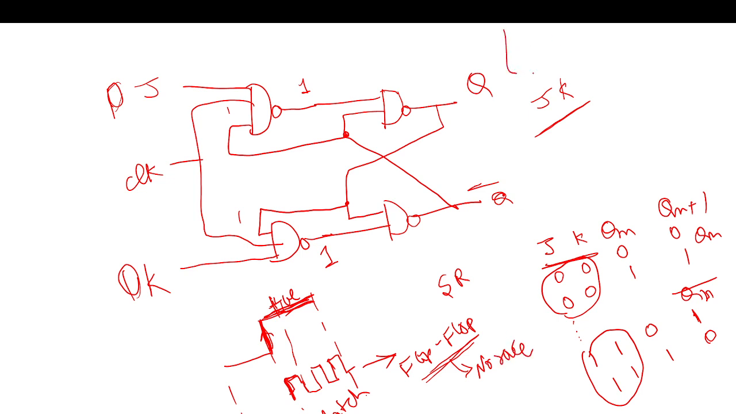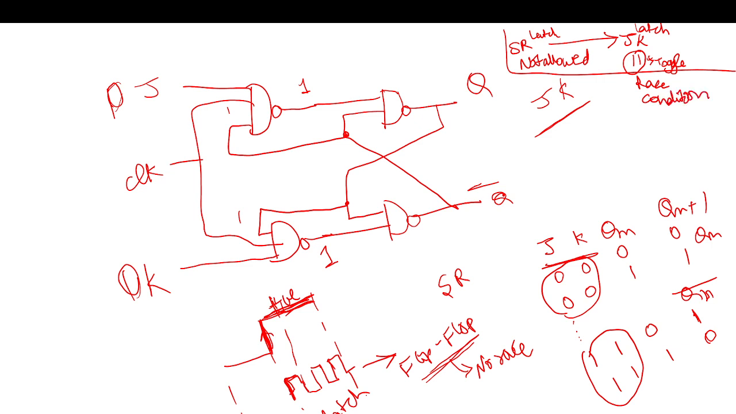First we started with SR. We saw that 1-1 is a not allowed state. So we modified it and we came to JK. We are in latch only. In JK latch, we made that 1-1 state toggle. Because it was toggling, we got the race condition. So to remove this, if we go to JK flip-flop, we won't have this race condition. Any doubts?